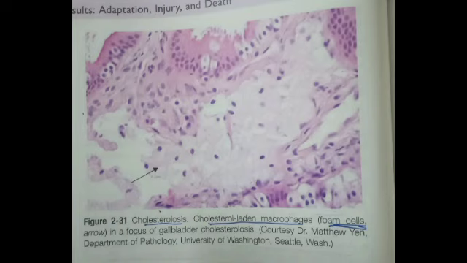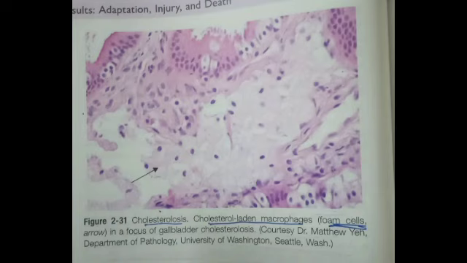So there are three conditions in which exogenous pigments cause injury. They are anthracosis, tattooing, and coal workers pneumoconiosis. But tattooing is not one which induces an inflammatory response, whereas coal workers pneumoconiosis and anthracosis are dangerous.